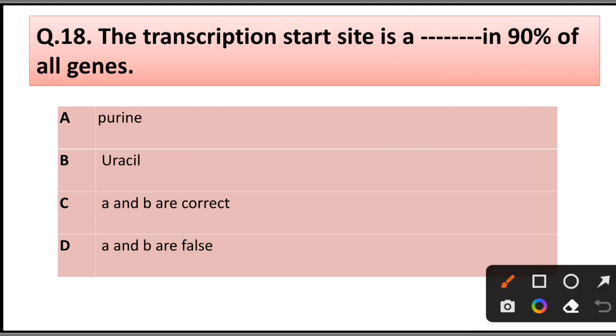Question number 18. The transcription start site is a dash in 90% of all genes. Purine, uracil, A and B are correct, A and B are false. Answer is option A. Purine.